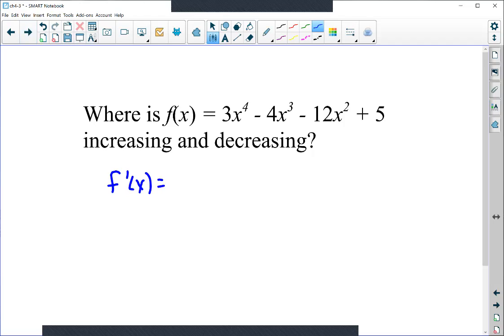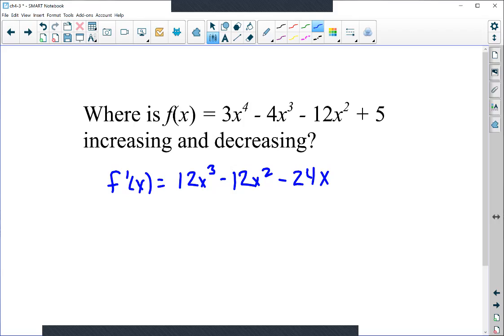Three x to the fourth, its derivative would be 12x cubed, minus 12x squared, minus 24x, plus 0. Okay. So that's great.